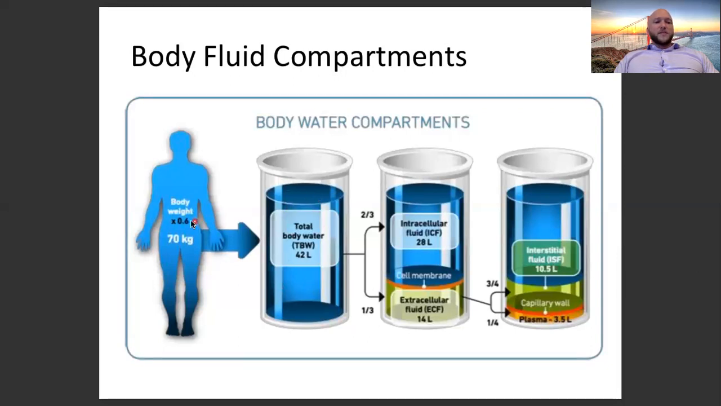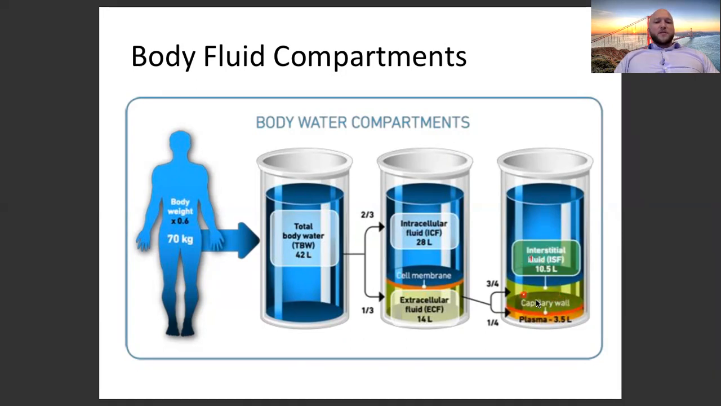About 60% of our total body weight is water. About two-thirds of that water is intracellular. About one-third is extracellular. Of that extracellular fluid, most is interstitial fluid, so fluid outside of our cells, kind of around our cells, that bathes our cells.